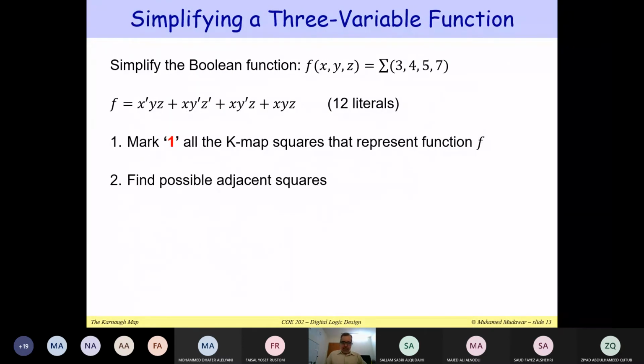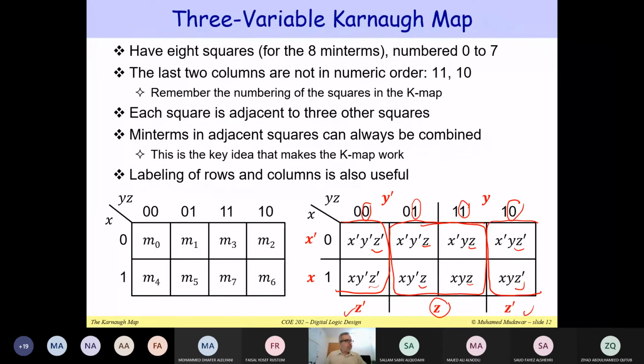Yes, go ahead. What does adjacent mean? The word itself? Next to each other? Yes. Okay.